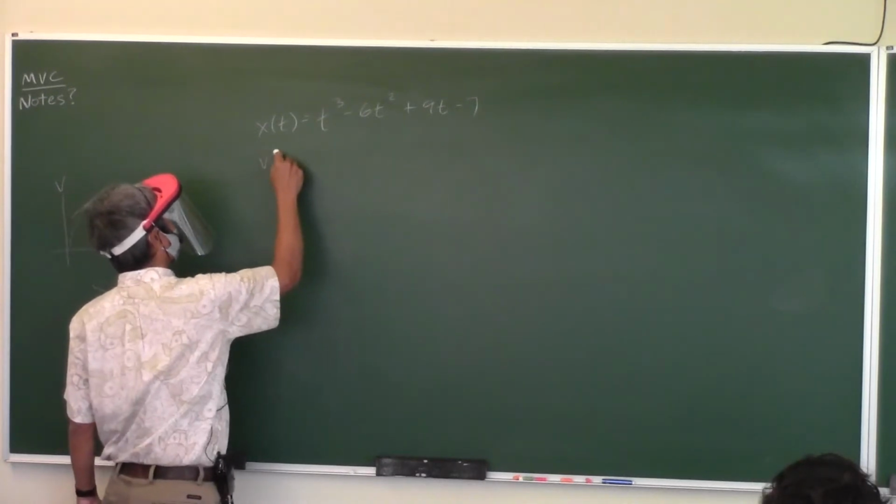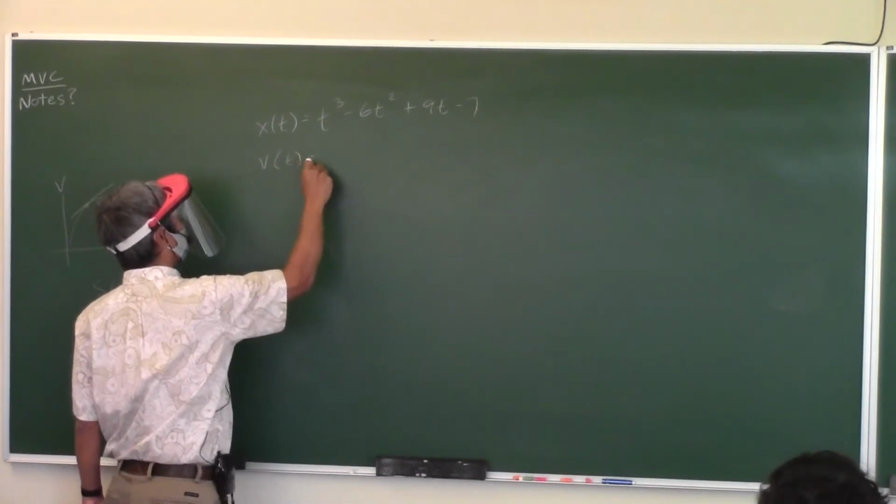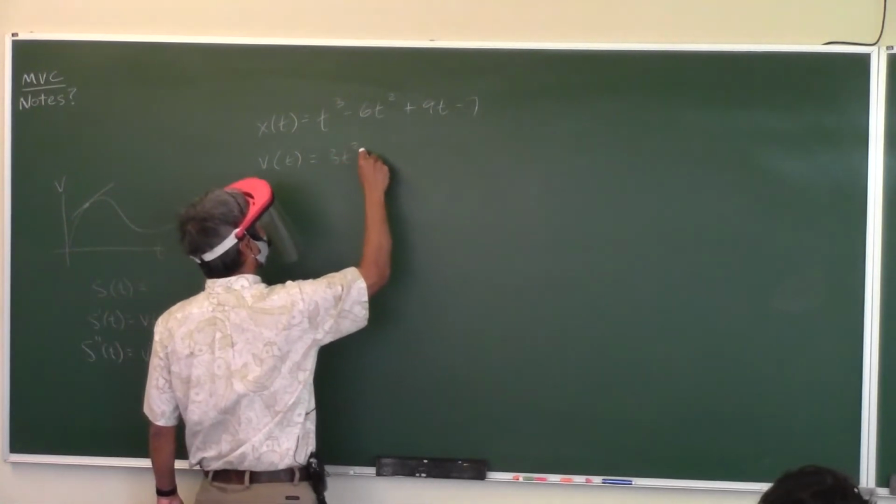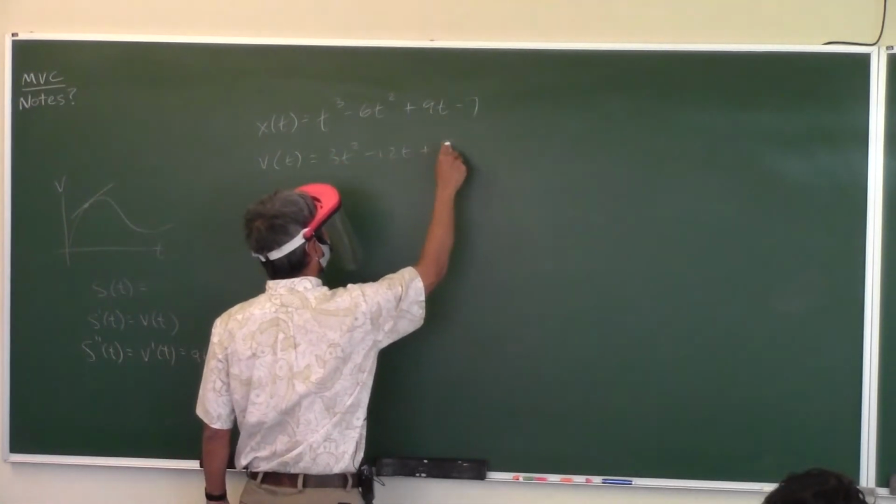Okay, take the derivative, which is the instantaneous velocity. Now 3t squared minus 12t plus 9. Okay, now it's going good.